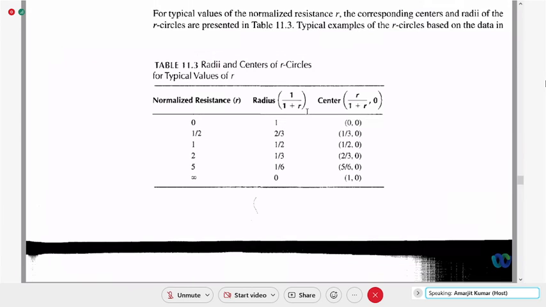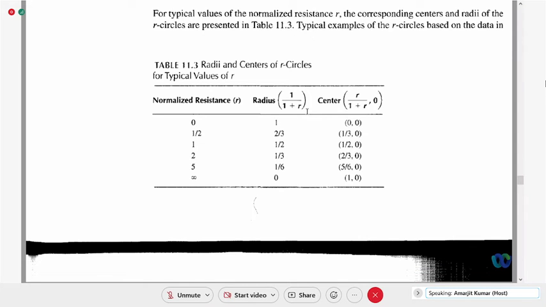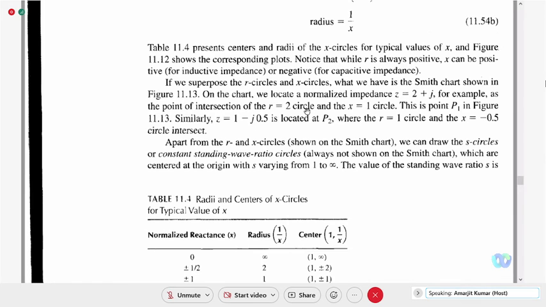Okay, so now what about the reactance circle? The radius is 1 upon x. X is the imaginary part of the normalized load impedance, so normalized load reactance you can say. And the center is 1 comma 1 upon x. So again, you take different values of normalized reactance. It is shown here.